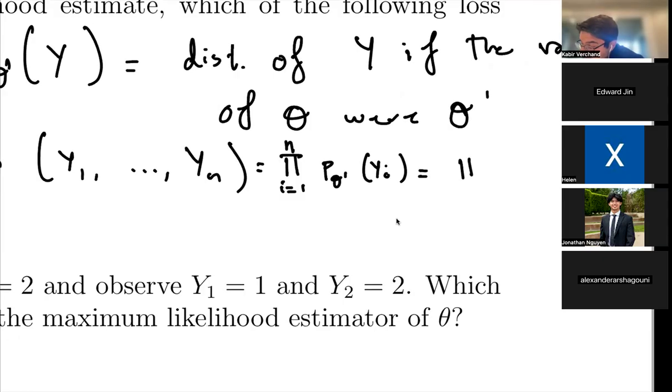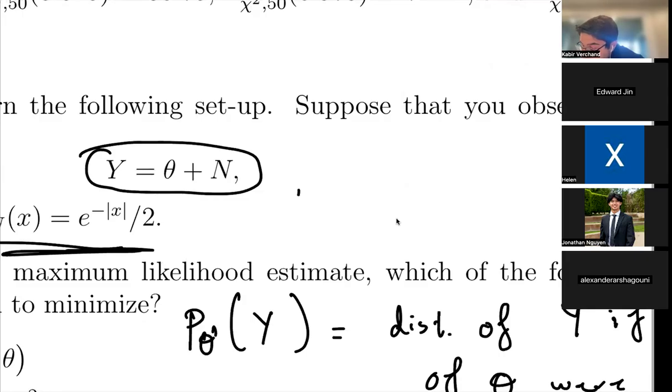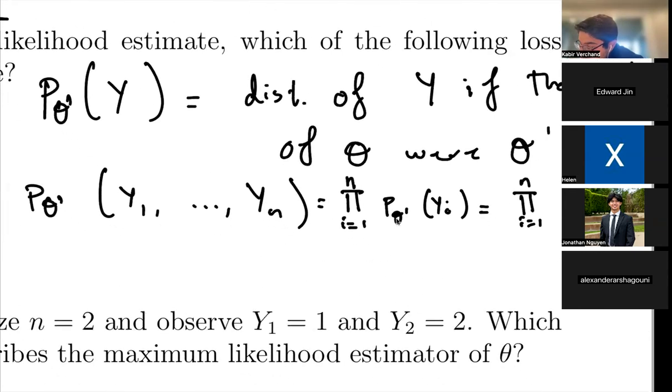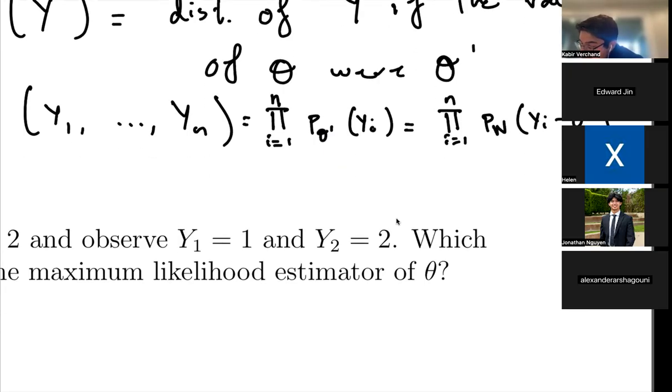Now, each of these, we're actually given what this distribution is, right? We know the distribution of n. So the probability under theta prime of yi is equal to the probability under n of yi minus theta prime, just by subtracting theta from both of these sides. So that means that this quantity here is Pn of yi minus theta prime. We know what Pn is, so this is equal to the product from i equals 1 to n of 1/2 times the exponent, e to the power negative absolute value of yi minus theta prime.